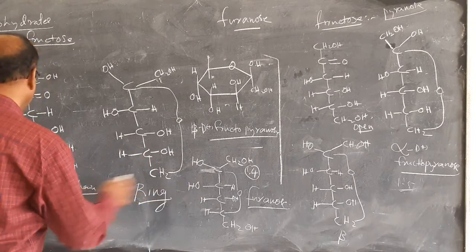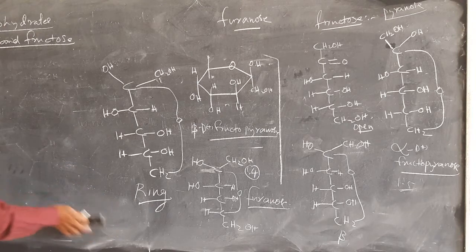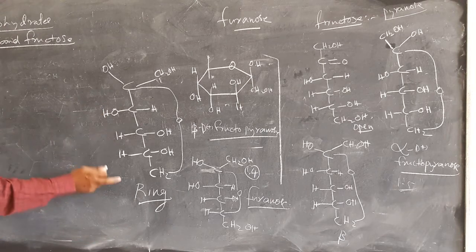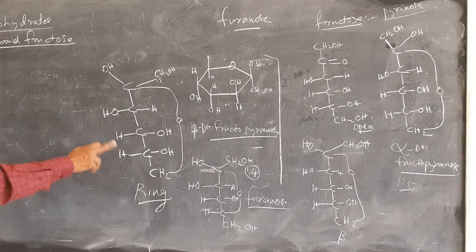This I have written here again. Now there is no use for this open chain. You write the 5-member ring system. This is actually the ring compound. That is, the ring compound means this is the 6-member ring system.